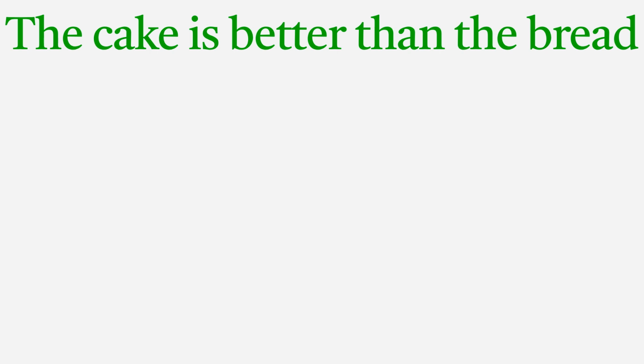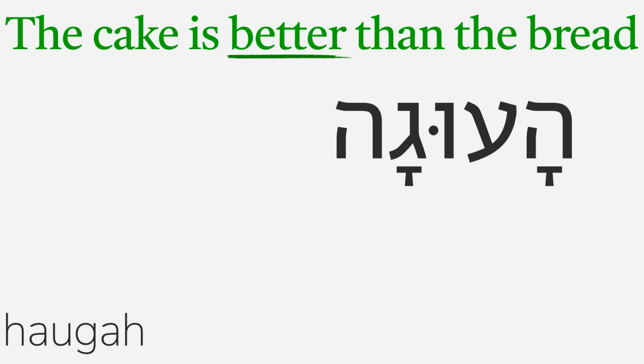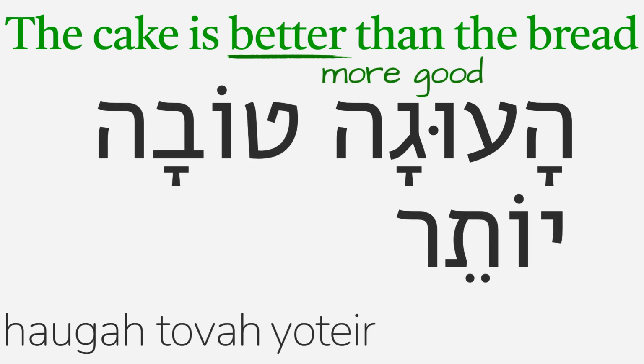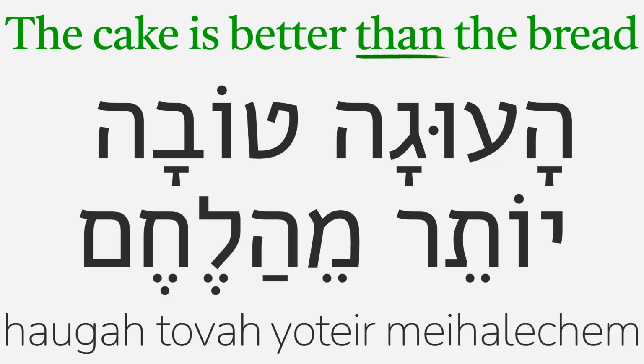Let's see another example of a comparison. The cake is better than the bread. The cake is ha'uga. Better means more good, so in Hebrew, it will be tova yoter, using the feminine singular form of tov, good, tova, to agree with the feminine singular uga. Then is me, which attaches onto halechem, the bread. Ha'uga tova yoter me halechem. The cake is better than the bread. Ha'uga tova yoter me halechem.